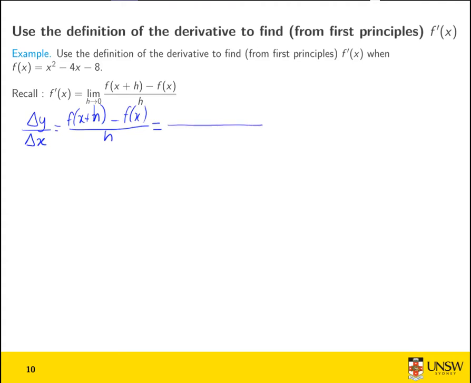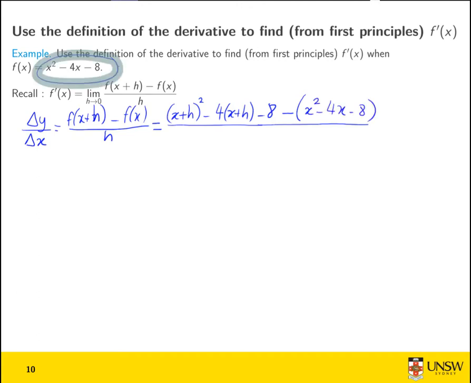We need to find the square of the input, that's (x plus h) squared, minus 4 times the input, minus 8. And we took care of this, right? It's exactly the same as that. Now we need to subtract f of x. So we subtract f of x, we have it here, so we just copy this down. And we're getting x squared minus 4x minus 8. At the bottom we get h, that's easy.